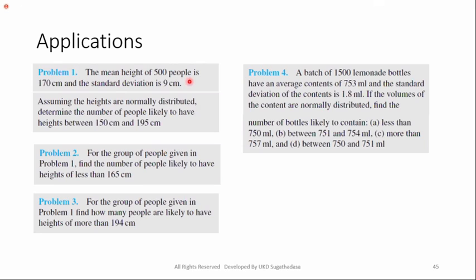The mean height of 500 people is 170 centimeters. Remember, these calculations are very simple. The mean height of 500 people is 170 centimeters and the standard deviation is 9. We don't have actually the heights of 500 people, that's not given, but the mean value is given. Somehow they calculate the mean is given 170 centimeters and the standard deviation is 9 centimeters, right?